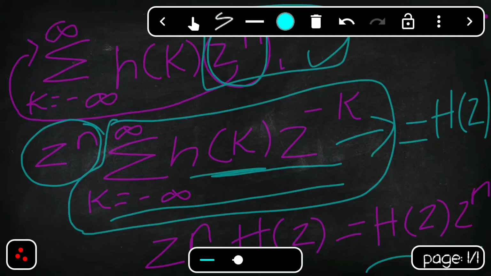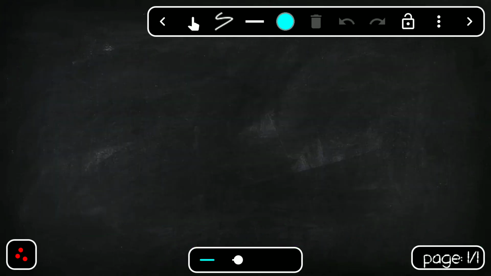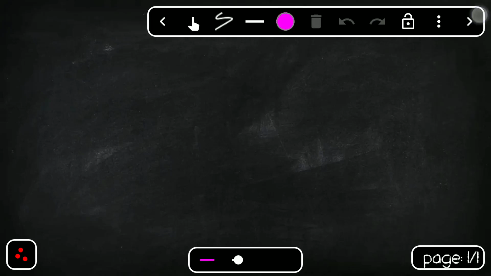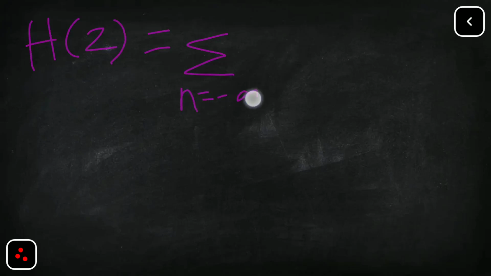Yes. So now next, you can even write your h of z in another manner. So how can you write your h of z? We already know that it is summation of k equals minus infinity to infinity, h of k into z to the power of minus k. I told you already. But you can also write it in terms of n. So n equals minus infinity to infinity, h of n into z to the power of minus n. So this is what you can write in terms of n, right?